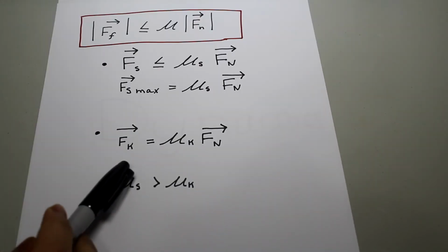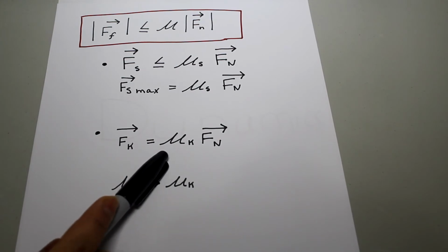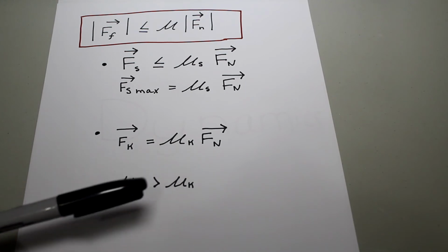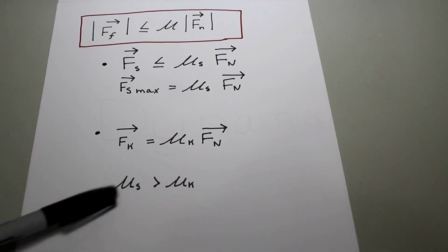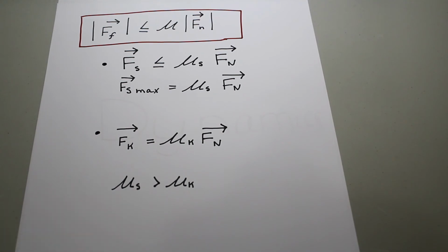And the kinetic frictional force is equal to mu sub k, or the coefficient of kinetic friction, times the normal force. And mu sub s is always greater than mu sub k because, as I mentioned previously, it's harder to get something moving than to keep it moving. So let's say you're trying to push a cabinet. It's really hard to get it to start moving, but once it's moving, it's easier to keep it moving.